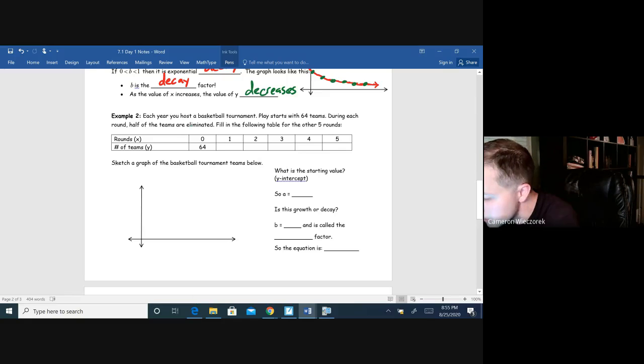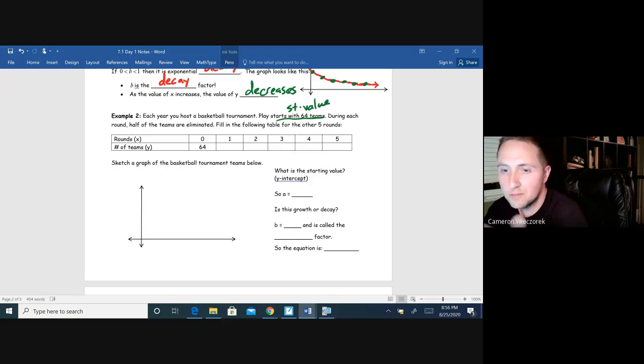So let's just use that as an example. Each year you host a basketball tournament. Play starts with, let's say, 64 teams. So there's your starting value. I'm even going to underline that. Starts with 64 teams. They're telling you the starting value. During each round, half of the teams are eliminated, which makes sense because one of them is going to win and one of them is going to lose. Fill in the following table for the other 5 rounds.